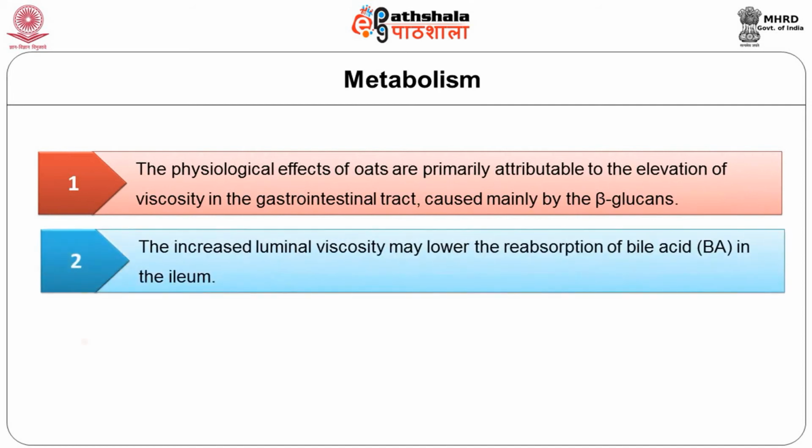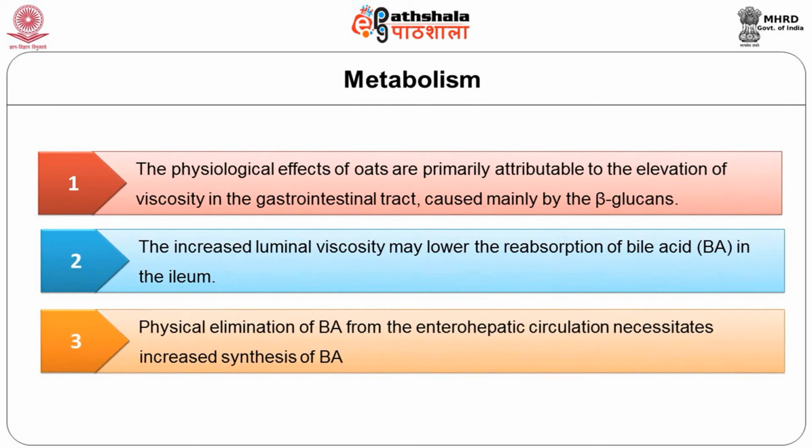The increased luminal viscosity may lower the reabsorption of bile acid in the ileum, thus increasing bile acid excretion in the feces. Physical elimination of bile acids from the enterohepatic circulation necessitates increased synthesis of bile acids, consequently increasing cholesterol conversion into bile acids in the liver and eventually decreasing serum cholesterol, which is a very important characteristic of beta-glucan.